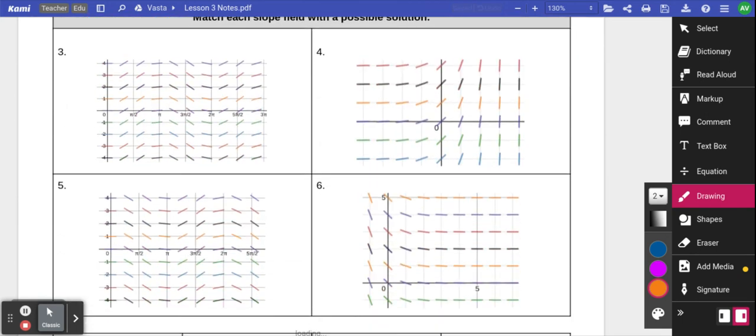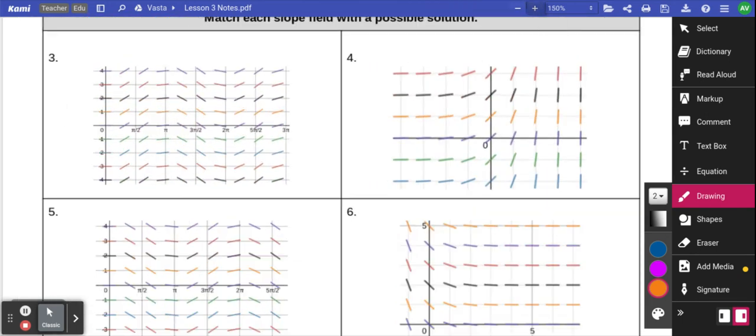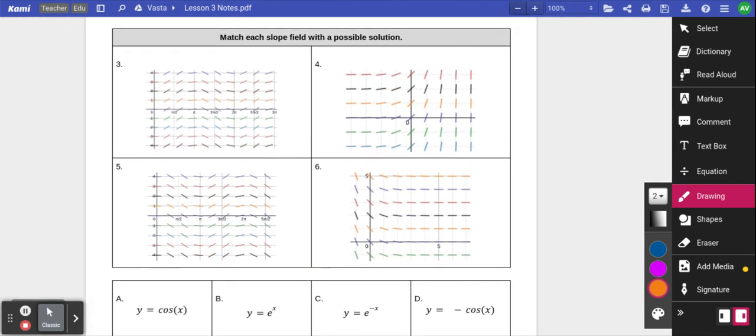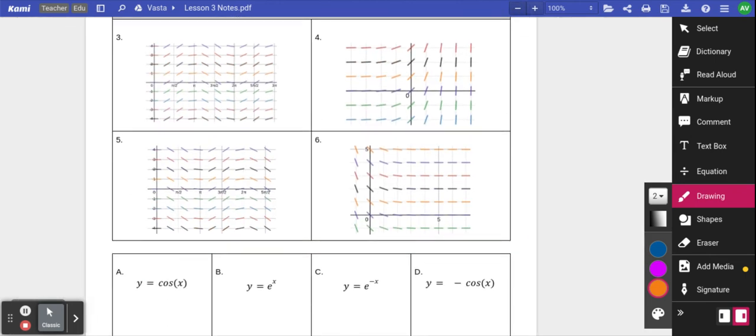Next, the last part of the learning target for today, and I'm going to zoom out a little bit here so that we can actually see all of this at once, is to match the slope field with a possible solution. Remember, a slope field just shows us a general shape of the original function. That means that we can use a slope field to say which of these original functions makes sense. Here's the strategy that I use to figure this out.